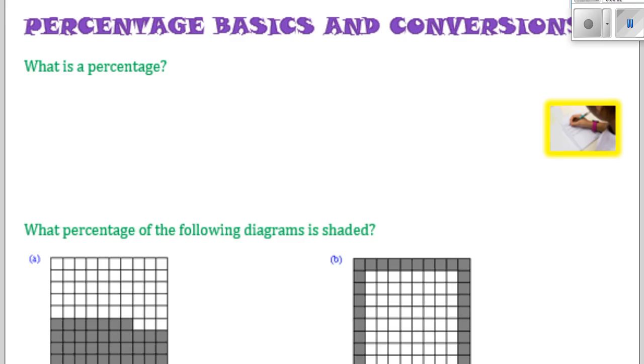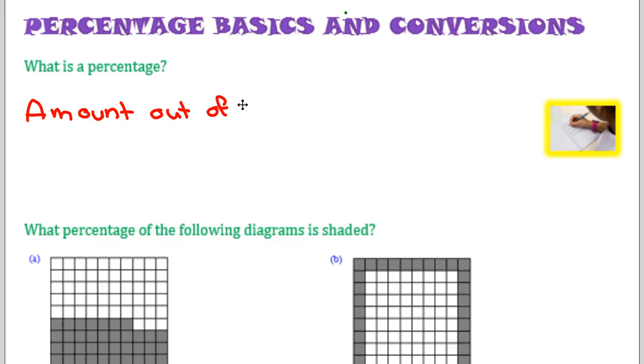Here's the next lesson on percentage basics and conversion. So we're onto percentages now. What is a percentage? You might have your own way of deciding what a percentage is. A lot of people say a percentage is an amount out of 100. So that's what a lot of people tend to think of it as. Percentages are amounts which are out of 100. There might be other ways of describing percentages, but you can use whichever ones you want.